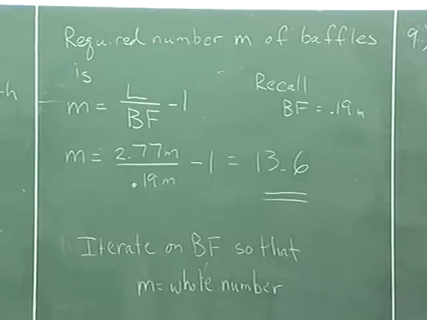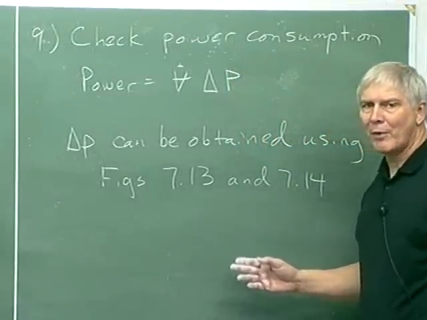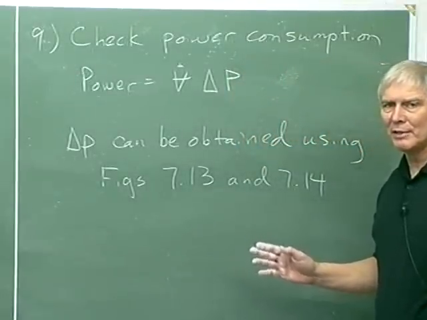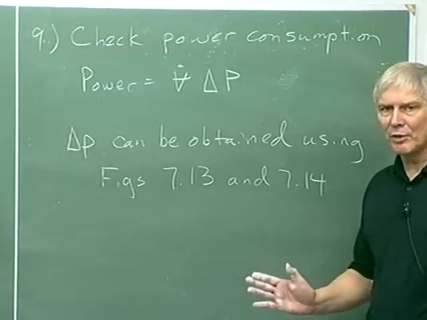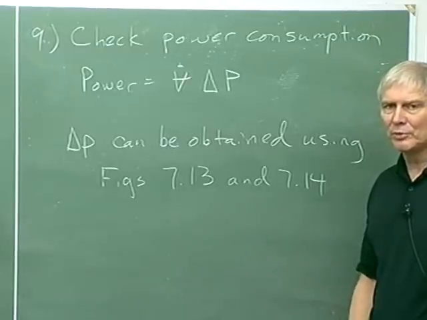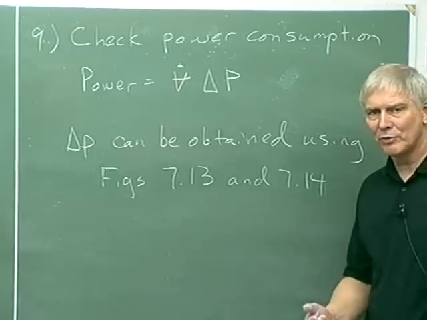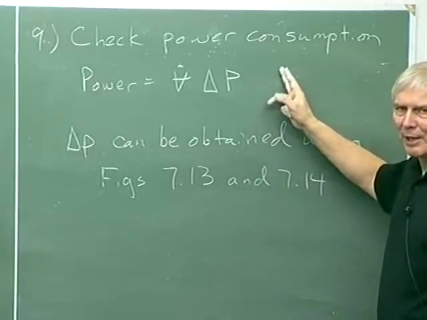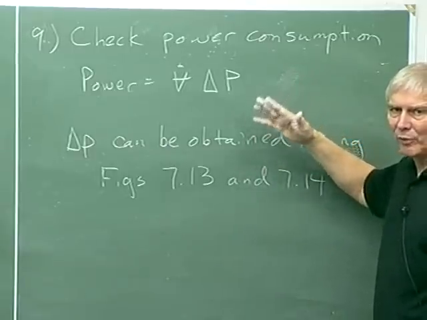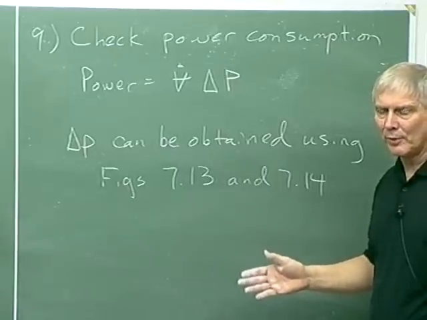There's one last thing we have to do, and that's step 9. We have to check the power consumption to see if what we've designed is actually practical. We've got to get that flow to go through the tubes. We could pack those tubes so closely together that we get great heat transfer, but we might not be able to force the flow through. So we have to check the power consumption, and we're talking about the power it takes to force the flow through the tubes as well as through the shell.